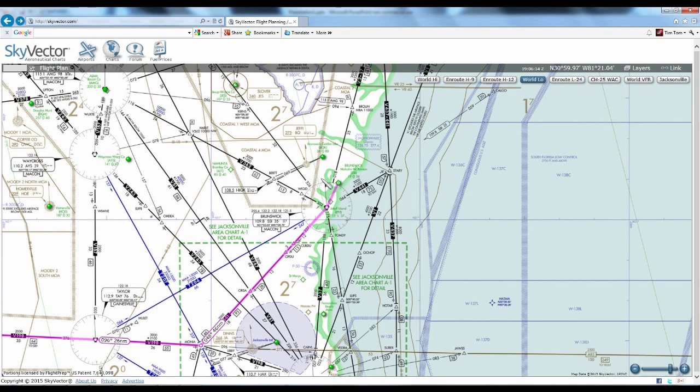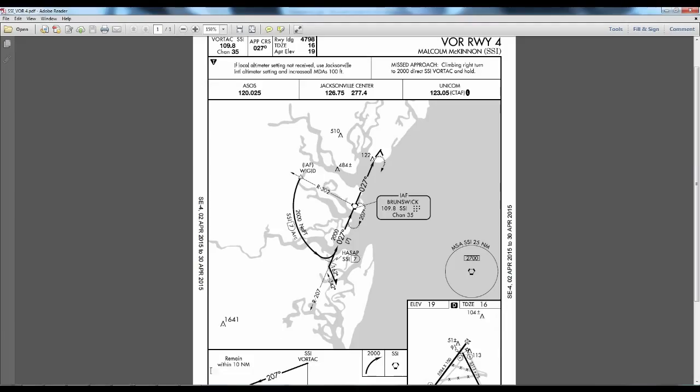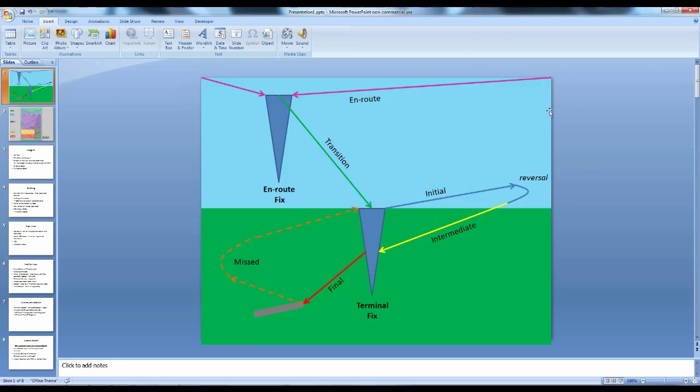Alrighty. So Brunswick's our last en route waypoint, and how convenient that is also the initial approach fix for the VOR runway 4. So let's break down an approach. We're on the en route, unbound to Brunswick. Then there's a transition. A transition is a way to take you from the en route environment to the initial approach fix.